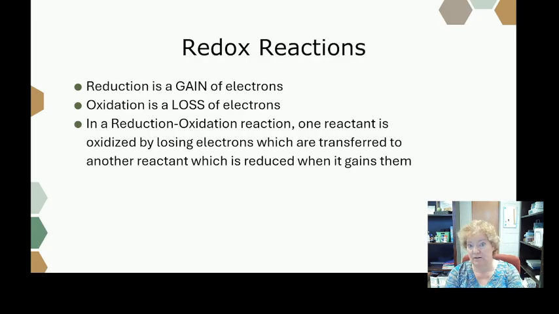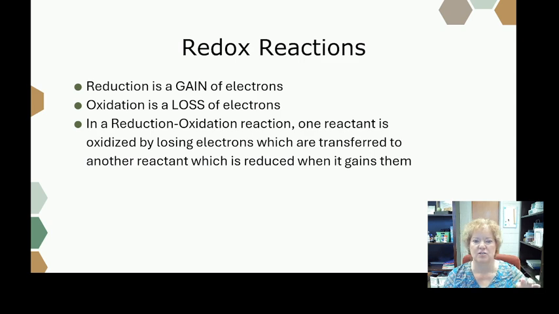The final type of reaction is redox reactions, and this is kind of like a whole new ball game. So we're not doing double replacement. This is instead about transfer of electrons. If one species is reduced, reduction is a gain of electrons, and another species is oxidized. Oxidation is a loss of electrons.